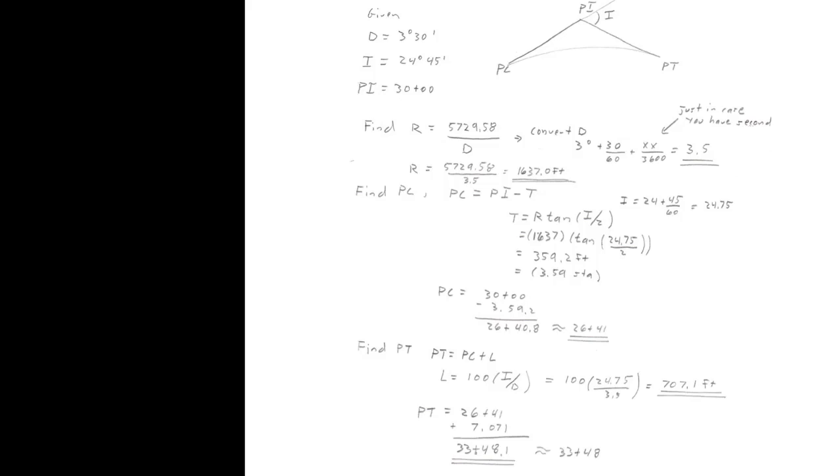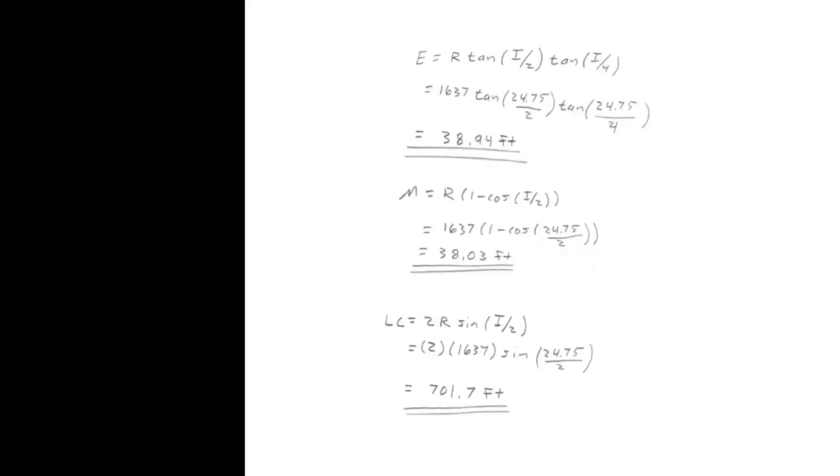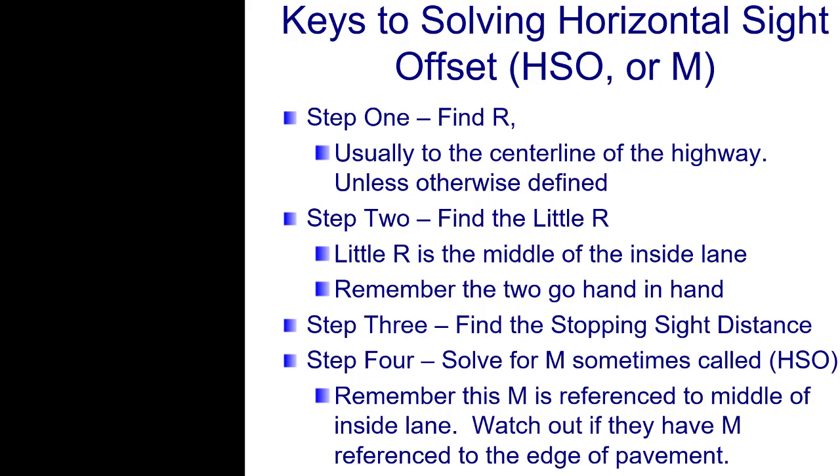This problem should take you about 3 to 4 minutes to do on an exam. E equals R tan I over 2, tan I over 4, which equals 38.94 feet. M equals R, 1 minus cosine I over 2, which equals 38.03 feet. And the length of the chord equals 2R sine I over 2, which equals 701.7 feet.